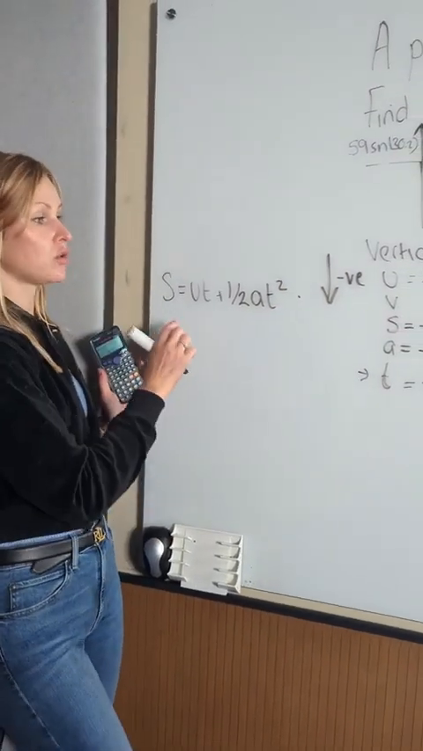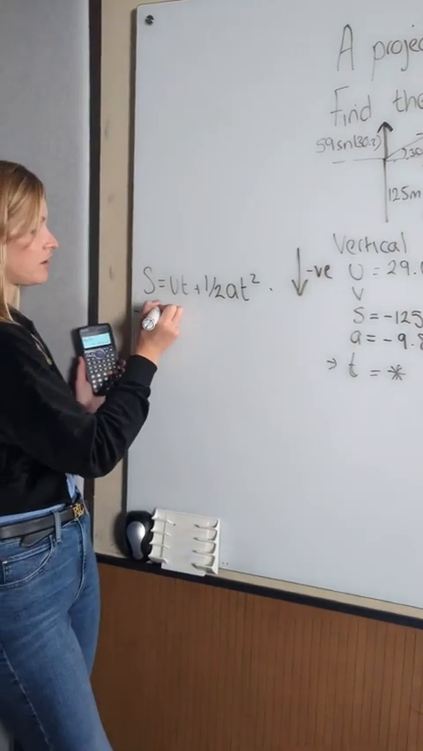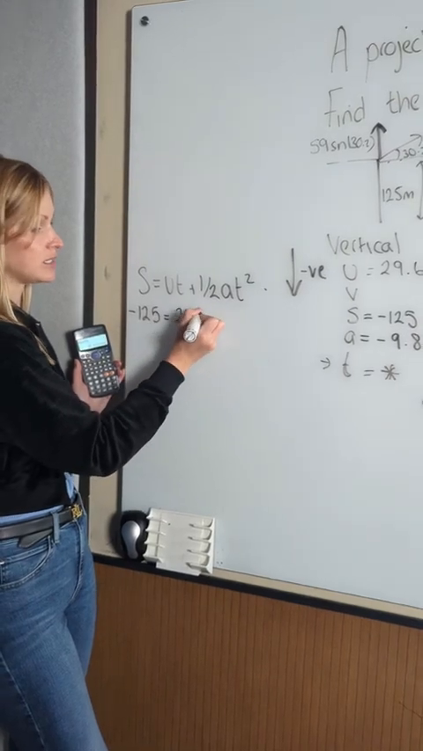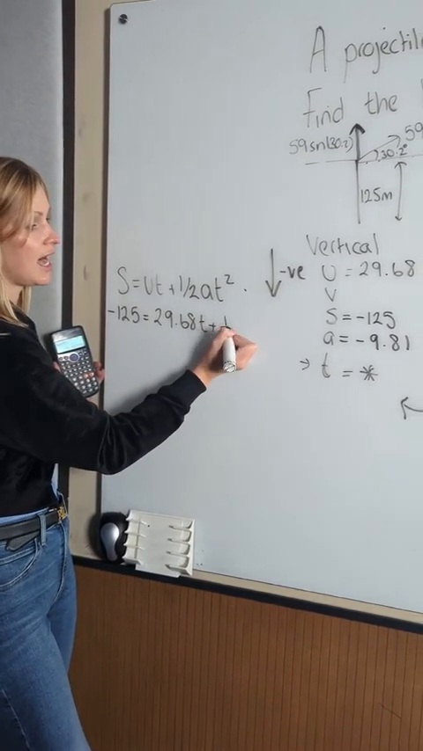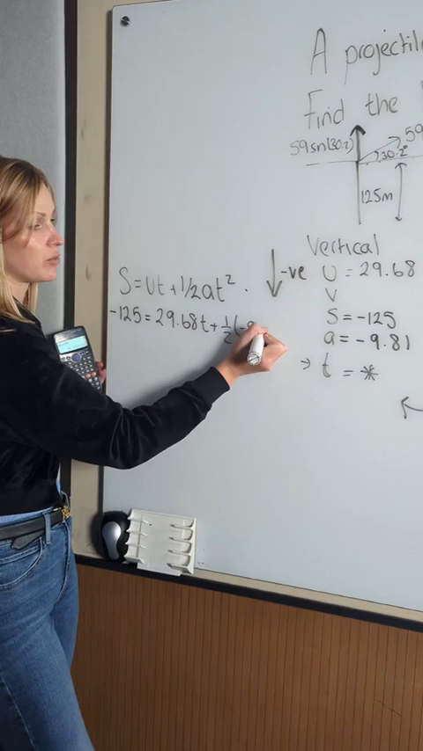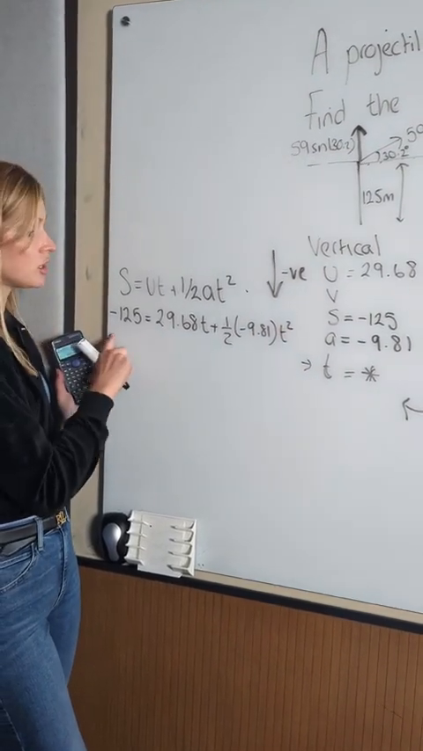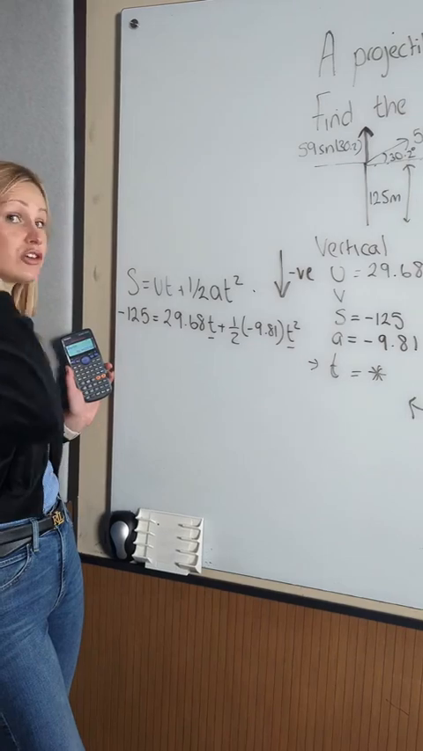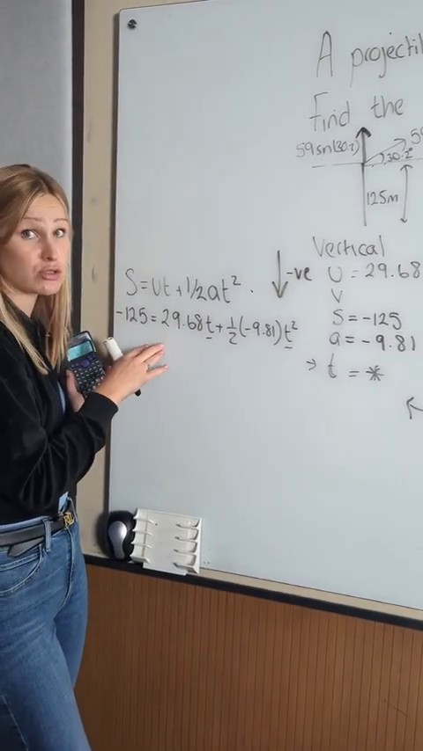Okay, so I fill in my numbers. S is minus 125 equals UT, so 29.68 times T, plus a half of negative 9.81 times T squared. So we look at this, and the first thing you should see is that if I've got a T and a T squared, I've got a quadratic. So the only way to solve this is to use the quadratic formula.